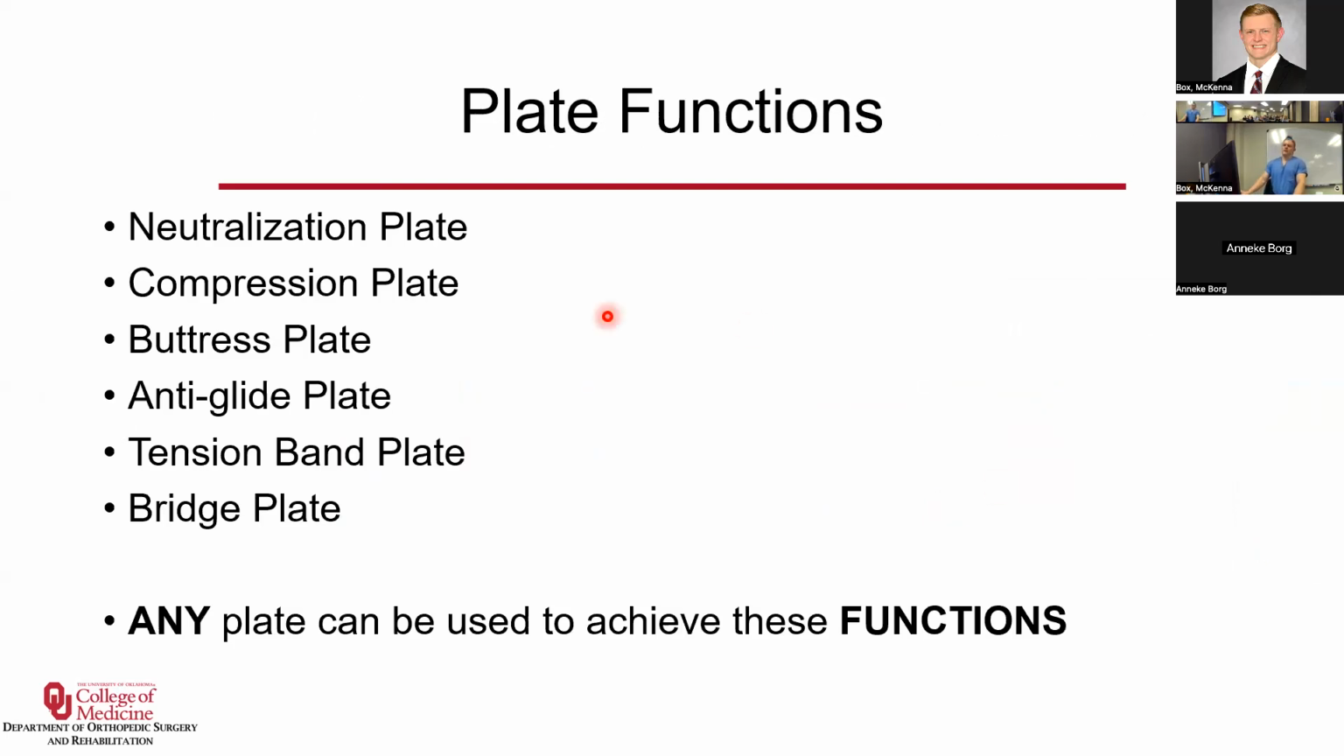There are several plate functions. You can use a neutralization plate, a compression plate, all of these. A big thing is that no one ever asks for a buttress plate. They ask for a specific plate. This plate right here, you use for a tibial plateau fracture. They would just call this an anatomic plate, and they would use it for a buttress function. One big thing to take away is that any plate can be used to achieve pretty much all of these functions in one way or another.